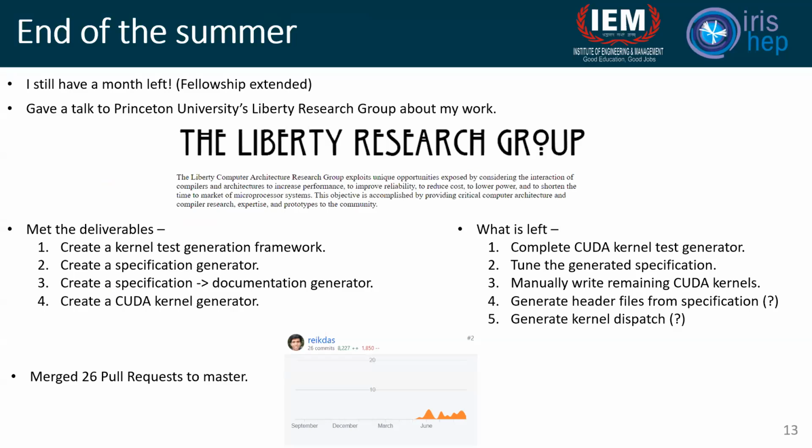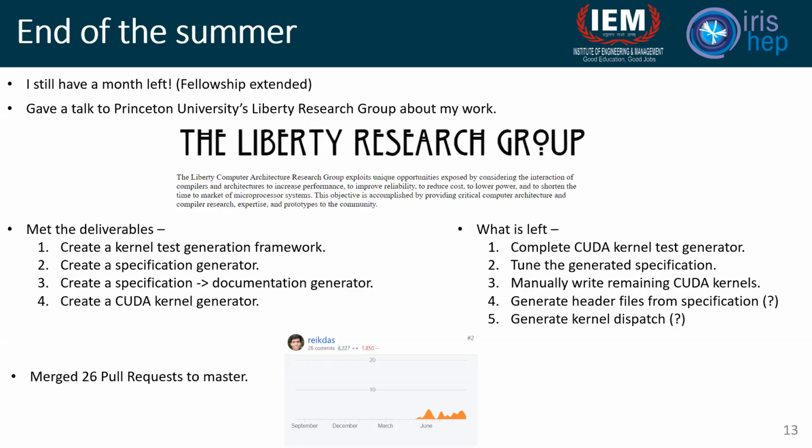But there are still some things left before we can actually say that the GPU backend for Operator is done. We have to complete the CUDA kernel test generator. We just have the CPU kernel test generator right now, but it's trivial to extend it to CUDA because we use C types to do both.